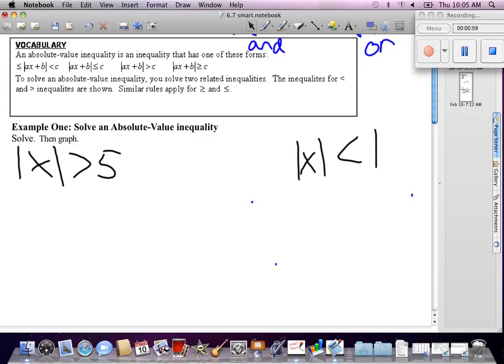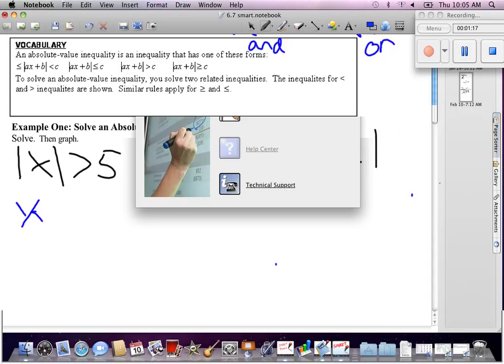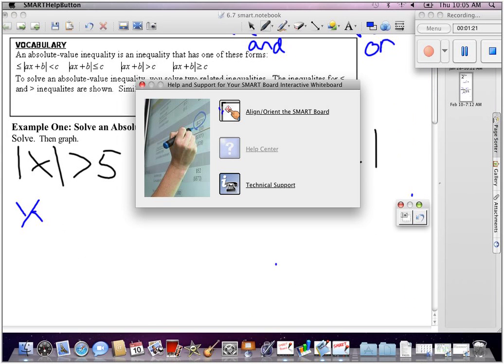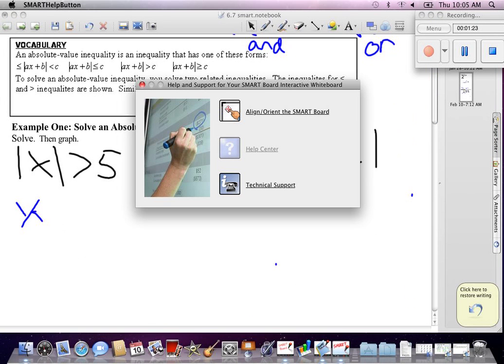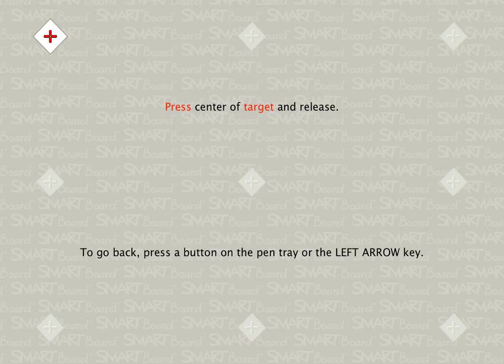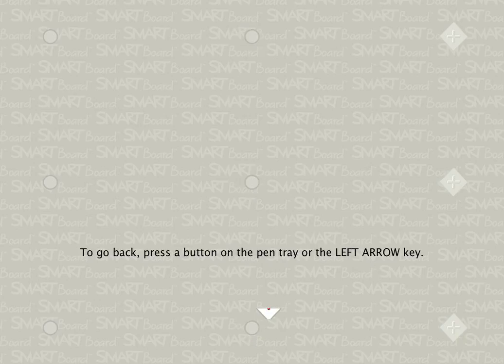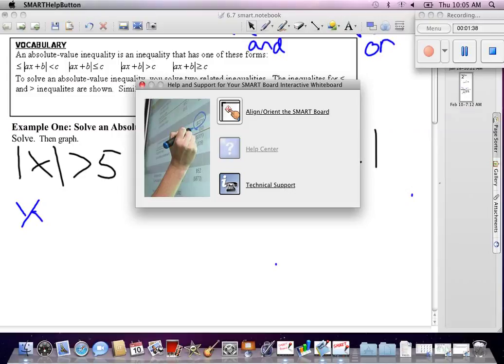You've got the absolute value of x is greater than 5. So you have to rewrite it two ways. One way to write it, if this was positive, we just carry it down and go x is greater than 5, and then you have to make it negative. X is less than, you're going to flip it and make it negative 5.